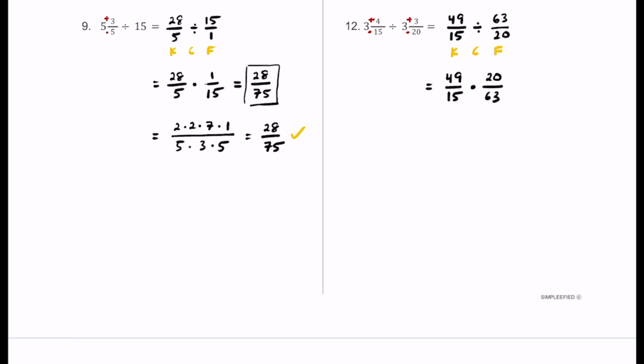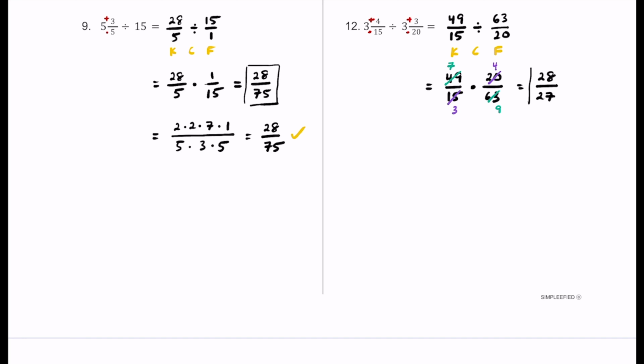Look for cross canceling now that it's a multiplication problem. 15 and 20 can both divide by 5. That would be a 3 if we divide by 5, and 20 divided by 5 is 4. And then for 49 and 63, I think you can divide them both by 7. This would be 7. Divide this by 7, and that would be 9. I don't think anything else has common factors, so on top 7 times 4 is 28. On bottom 3 times 9 is 27.